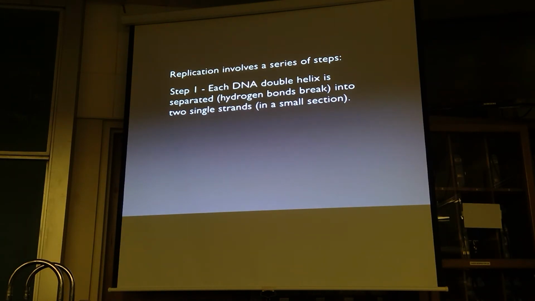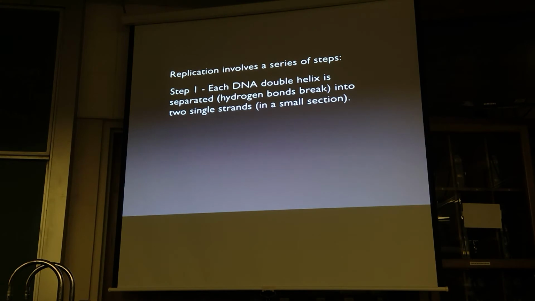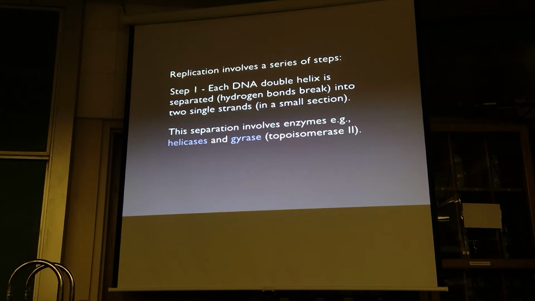So step 1 of replication. The DNA double helix has to separate. As I said, in the laboratory, we can make DNA strands come apart just by heating it. But getting DNA hot in a living cell is not the best thing to do for the cell. So that's not going to happen in the cell. Instead, the DNA separation of the 2 strands is going to involve enzymes. So it comes apart in just a little small section. The enzymes involved are called helicases and gyrases. So helicases apparently break the hydrogen bonds and allow the strands to come apart.